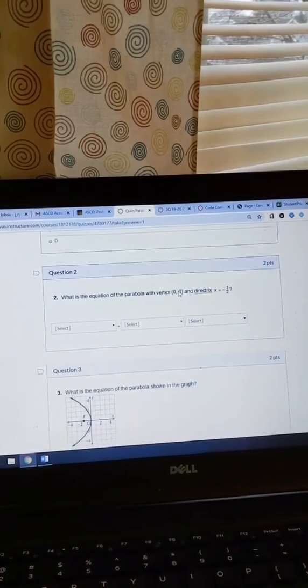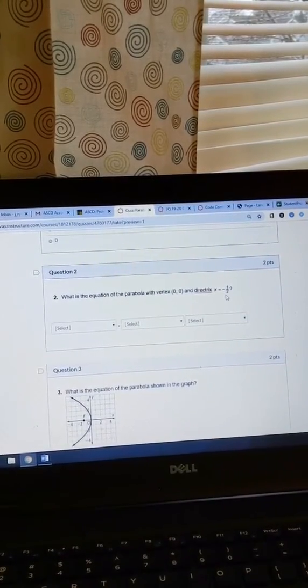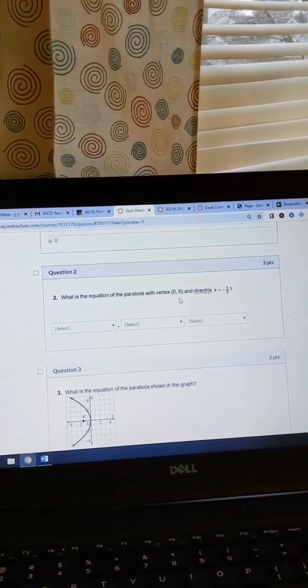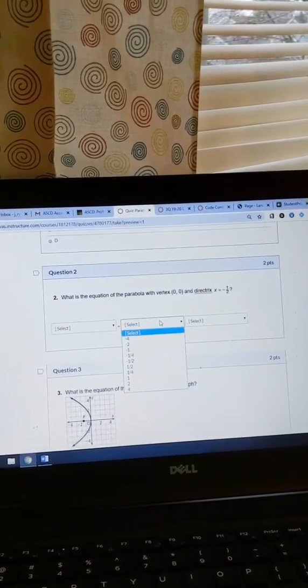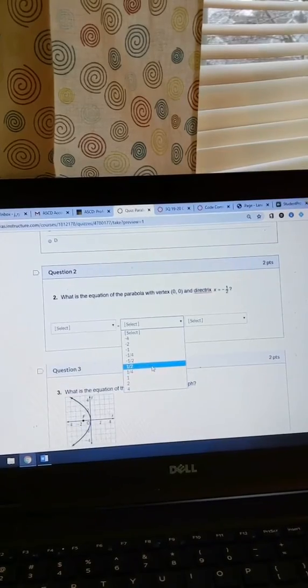Well, if the vertex is at (0, 0) and the directrix is at -1/2, the focus should be at +1/2. So you have to think it's going to be 1/4 times 1/2. 4 times 1/2 is 2. So whichever answer matches that 1 over whatever number I just said.